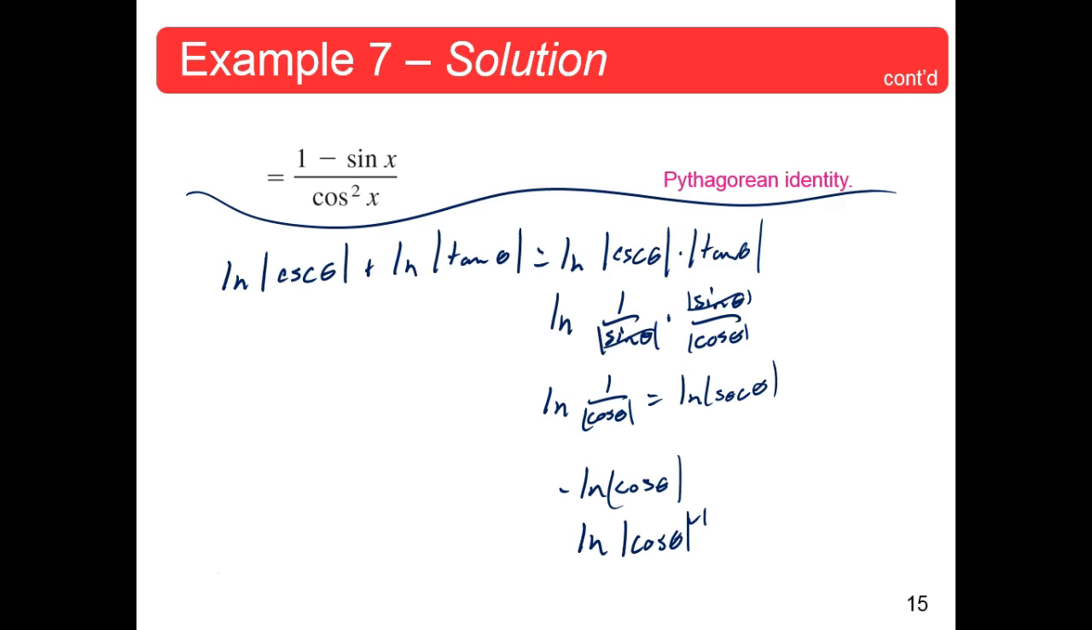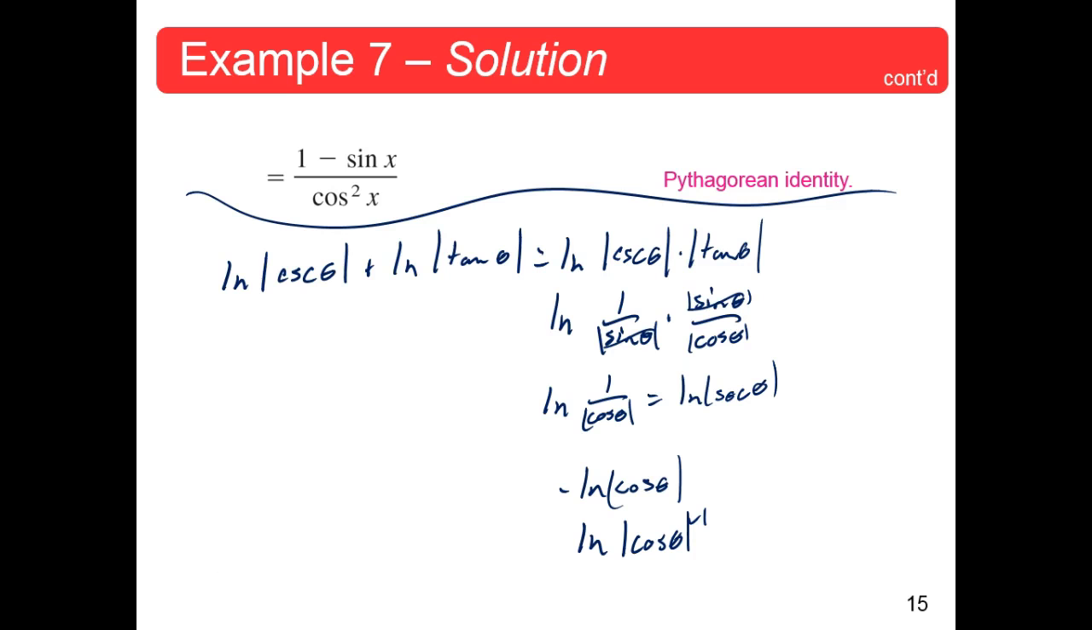Cosine to the -1, would that not be secant? That is secant, that's what I'm saying. Yeah, cosine to the -1 is secant. So that's exactly the same answer. All right, there is a checkpoint there. Please do it. Now our most favorite vocabulary.